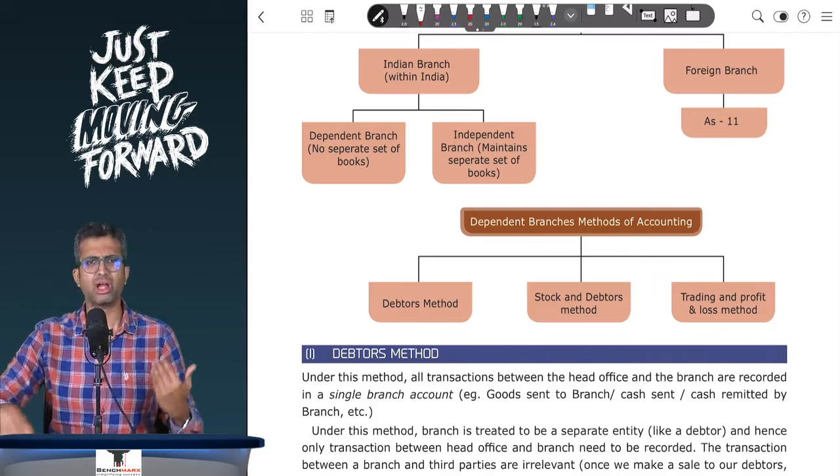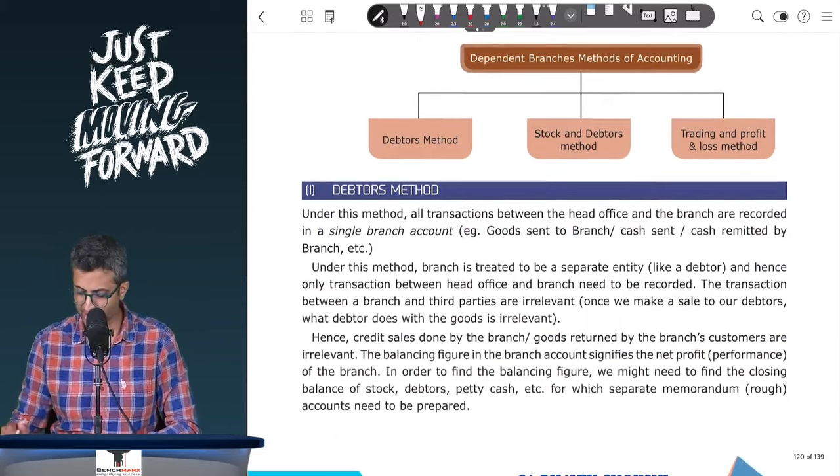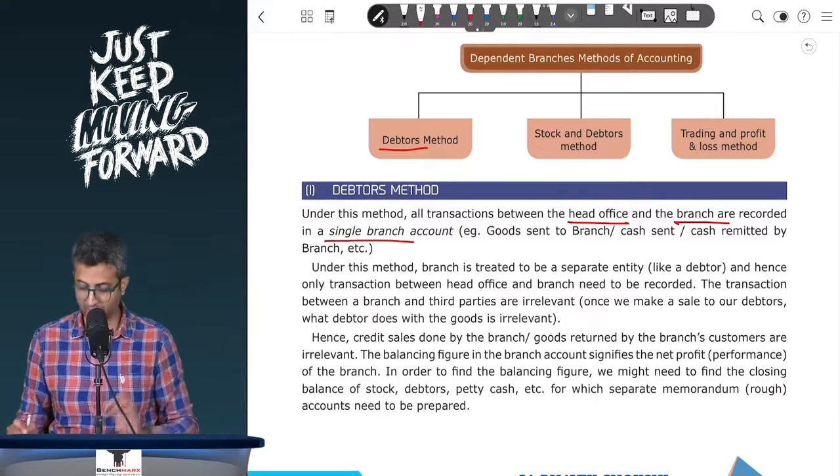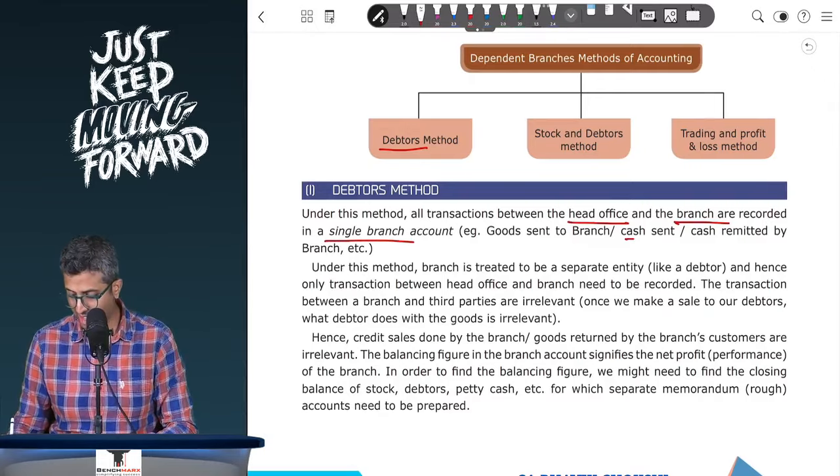through a sum. But over here, when you look at the debtors method, this method says that the transactions between head office and the branch are recorded in a single account. You're not going to prepare multiple accounts like goods sent to branch, cash sent, cash remitted.